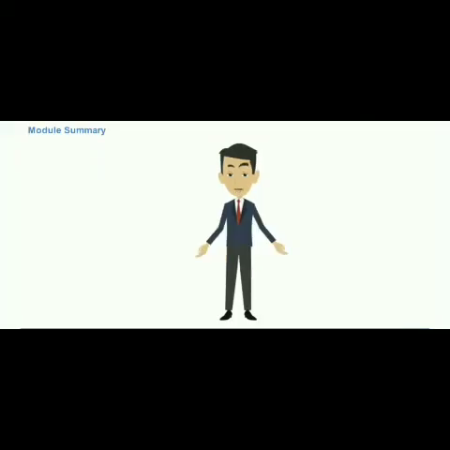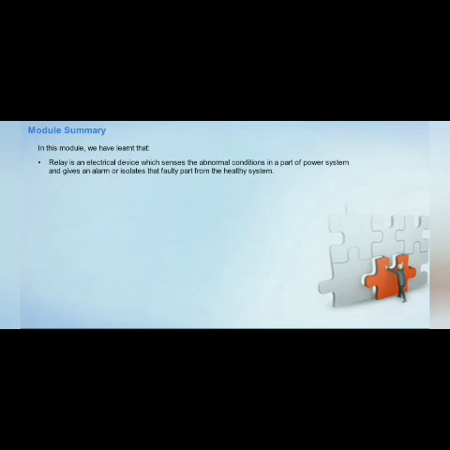We have come to the end of the second module of Power Systems Protection, Module 2. Here is a quick recap of the key points discussed in this module. In this module, we have learned that relay is an electrical device which senses the abnormal conditions in a part of power system and gives an alarm or isolates that faulty part from the healthy system. Two categories of relay are most commonly used in protective relay: secondary indirect acting relays and secondary direct acting relay.